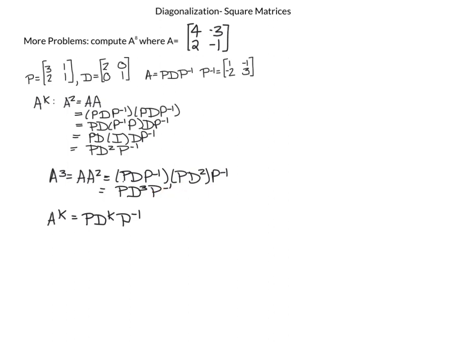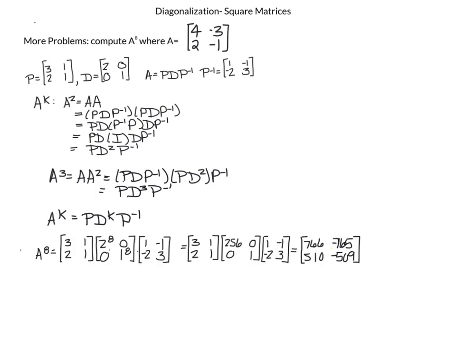And I can continue to do this, but the pattern is that A to the k is going to be equal to P D raised to the kth power P inverse, which then means A to the 8th is equal to P, which is our [[3, 2], [1, 1]], times D to the eighth. So that's 2 to the eighth, and then 0 and 1 to the eighth, times P inverse, which is [[1, -2], [-1, 3]].